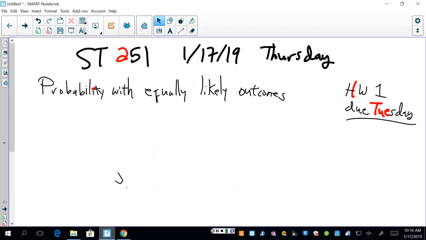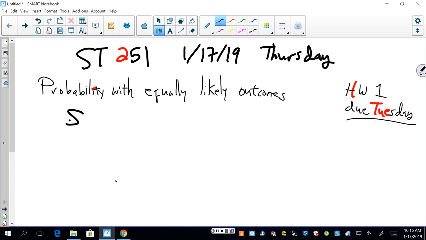So today what we want to do is talk about probability with equally likely outcomes. So we're going to have kind of a working definition of probability, and with things being equally likely, it's often a matter of counting the number of situations that occur and are consistent with our events. Right?